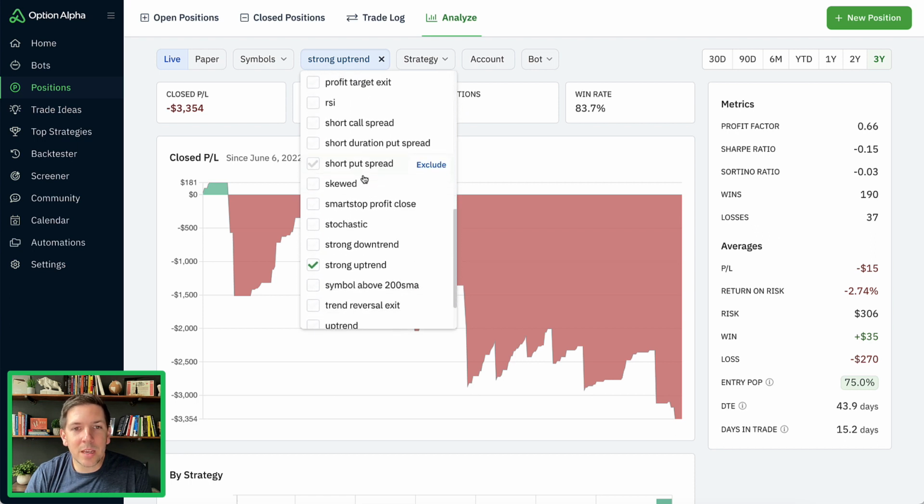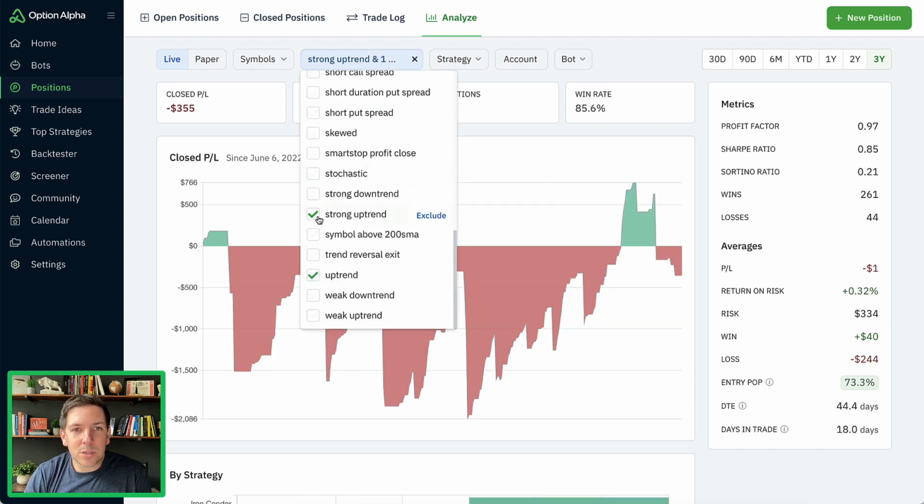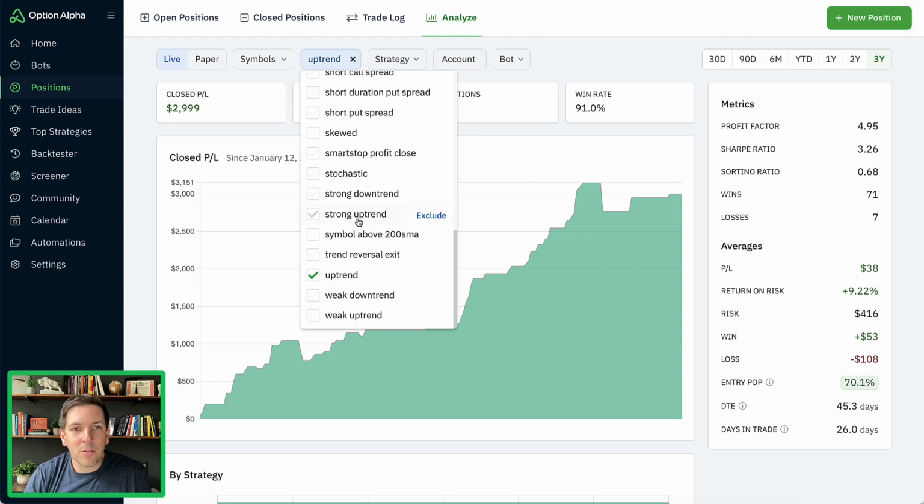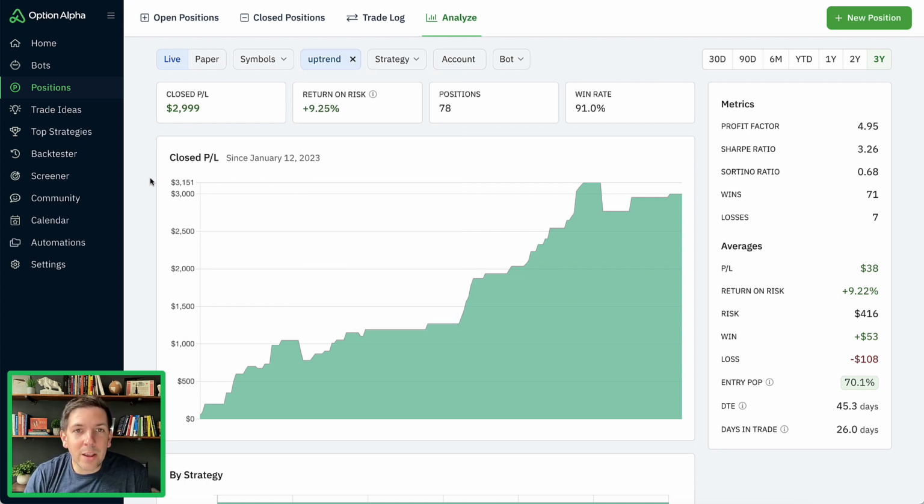Okay, so let's look at the other one. The other one is regular uptrend. So we'll toggle uptrend and then untoggle off strong uptrend. By the way, if you're not tagging your positions, if you're not using tags, you can't do this type of analysis, so make sure you start doing that.